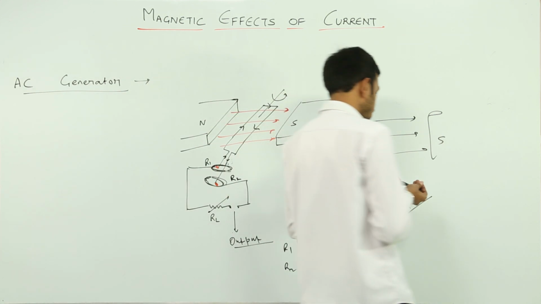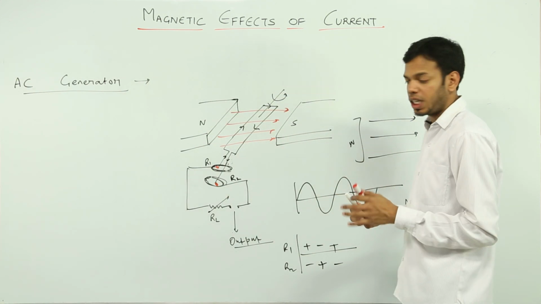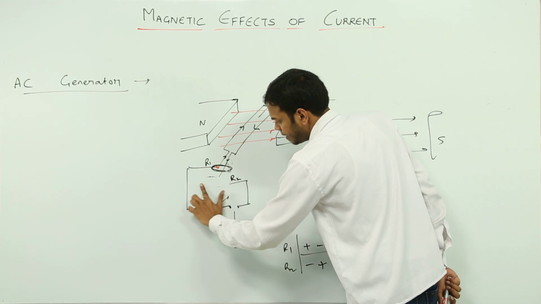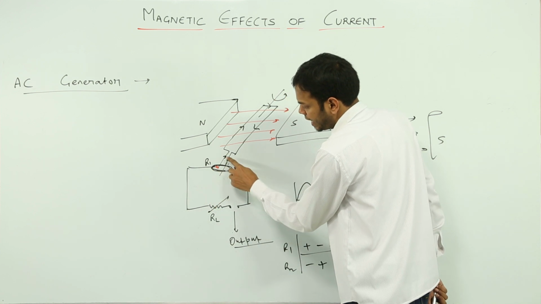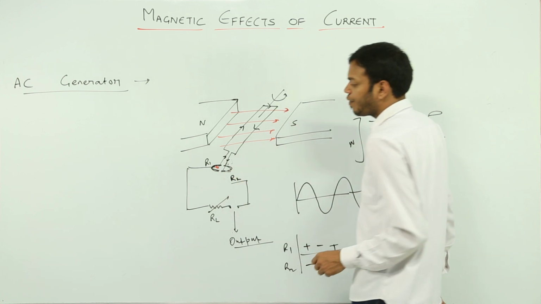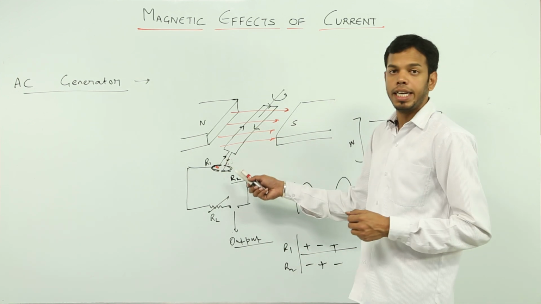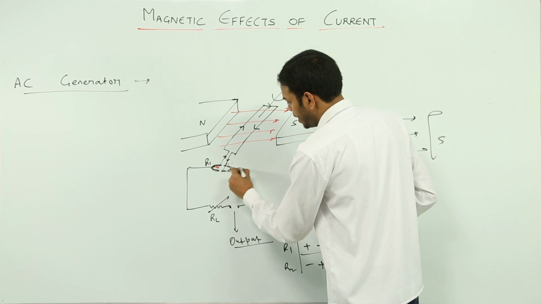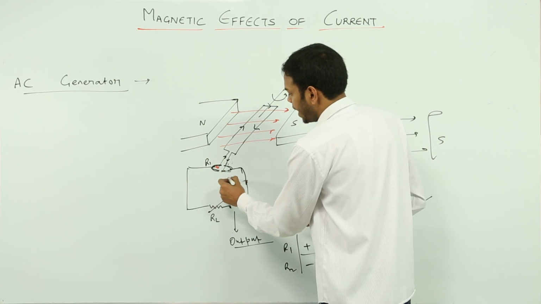But if I change the commutator arrangement, see how I am changing it. I have deleted this ring, and I have divided this ring into two parts. So now instead of slip rings, I converted it into split rings. So output is taken from these two points only, again R1 and R2.